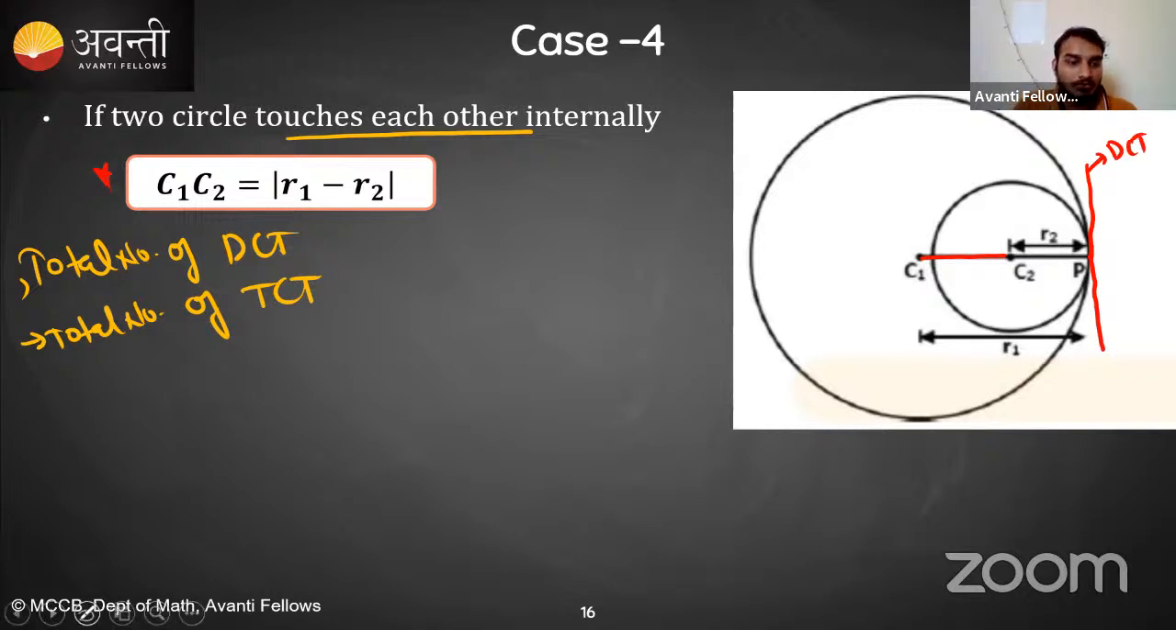Yes or no? From the definition I have told you, you will identify the direct common tangent and the indirect common tangent like this: if the centers of the circles lie on the same side, then it is a direct common tangent. If the centers of the circles lie on the opposite sides of the tangent, then it is a transverse common tangent. So here C1 and C2 are lying on the same side, so the number of direct common tangents is only 1 and no transverse common tangent is possible. Yes or no? So the total number of transverse common tangents is 0.